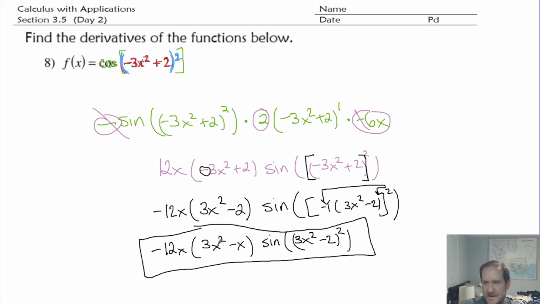We factored negatives out of these binomials. We now just have one negative on our coefficient, which is a little bit cleaner. And that's it. I think that's the best we're doing. So that's the end of 8.